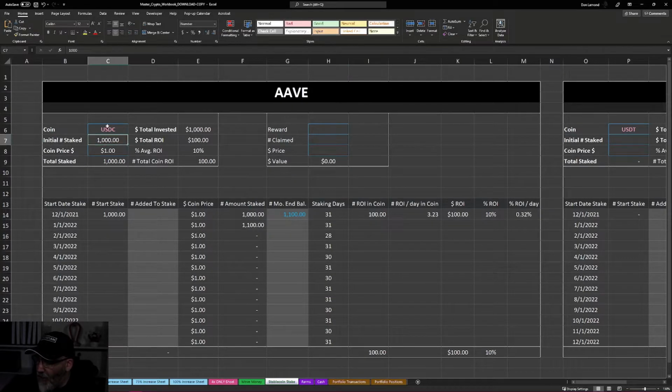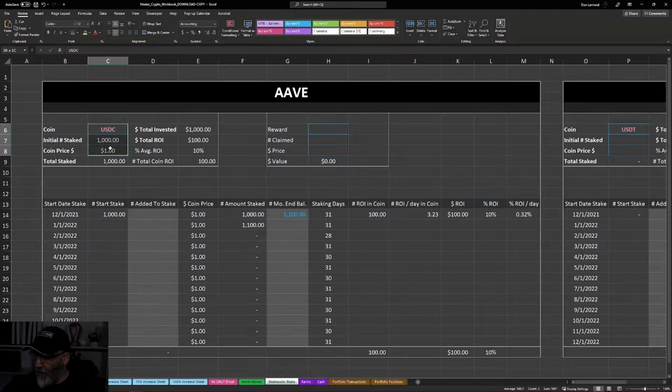So I start here. Blue boxes, you fill them in. These darker gray boxes, you don't. Light gray, you do. You have 1, 2, 3, 4, 5, 6, 7, 8 areas where you can fill in on this sheet.